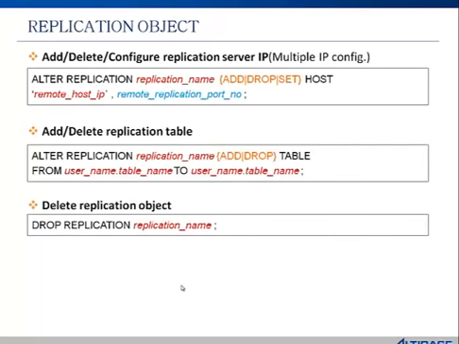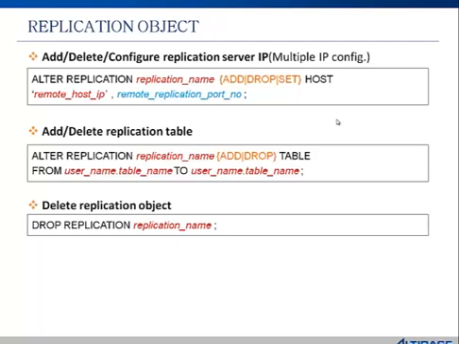Okay, after creating the replication object, modification of the object is also available. The IP and tables can be added or deleted. Okay, for example, only one IP address is assigned when creating the replication object. But if you want to add an additional IP address just in case of replication failure due to network problems, you can do this using the alter syntax and add. Again, vice versa. If you want to delete the assigned IP address, you can just drop it using the drop syntax.